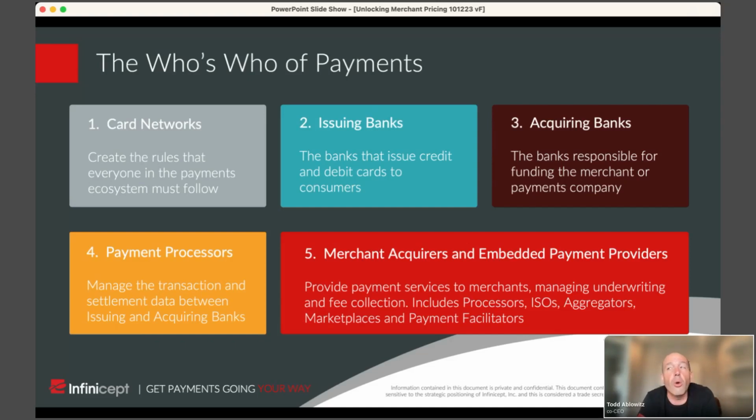So acquiring banks are always on the side. In the case of Square, my last recollection was that Square was sponsored by Chase.